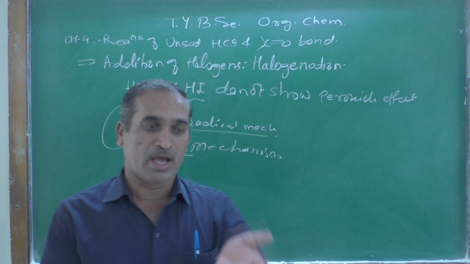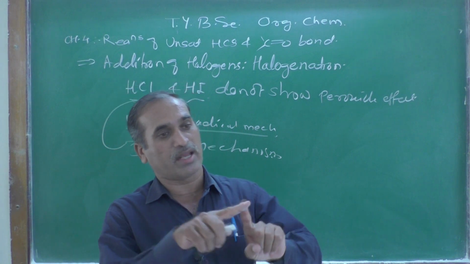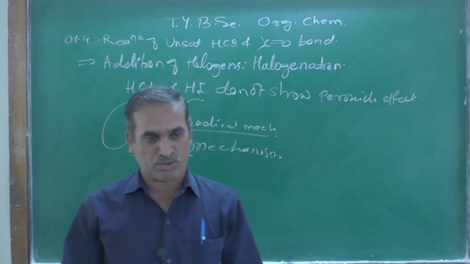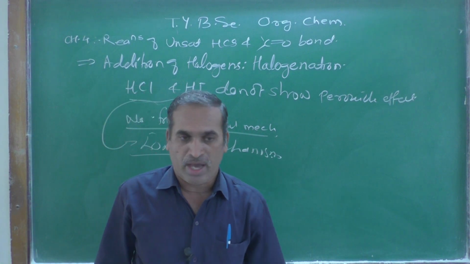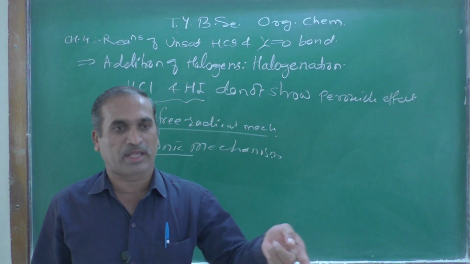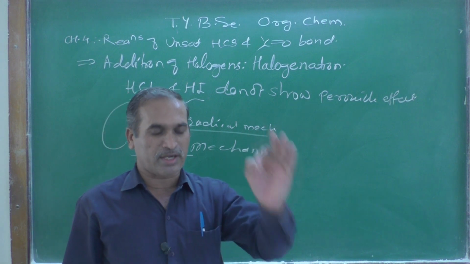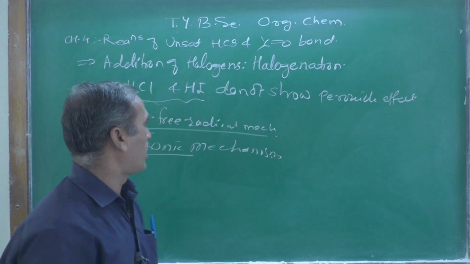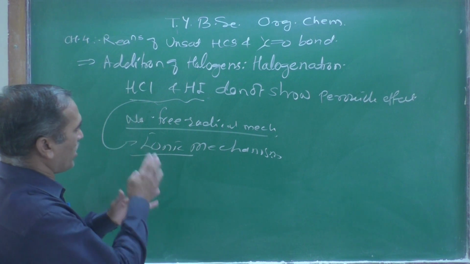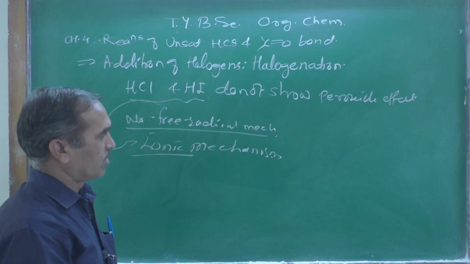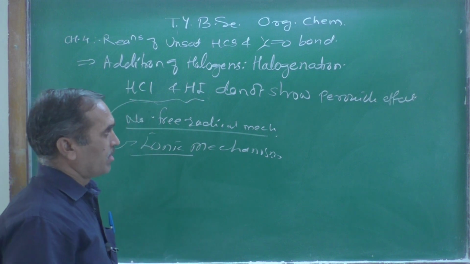Ionic, you know, means there is a positive and negative charge. That type of charges develop between two atoms, and the reaction takes place. That type of reaction is known as an ionic mechanism, as opposed to a free radical mechanism. What is the reason behind it?